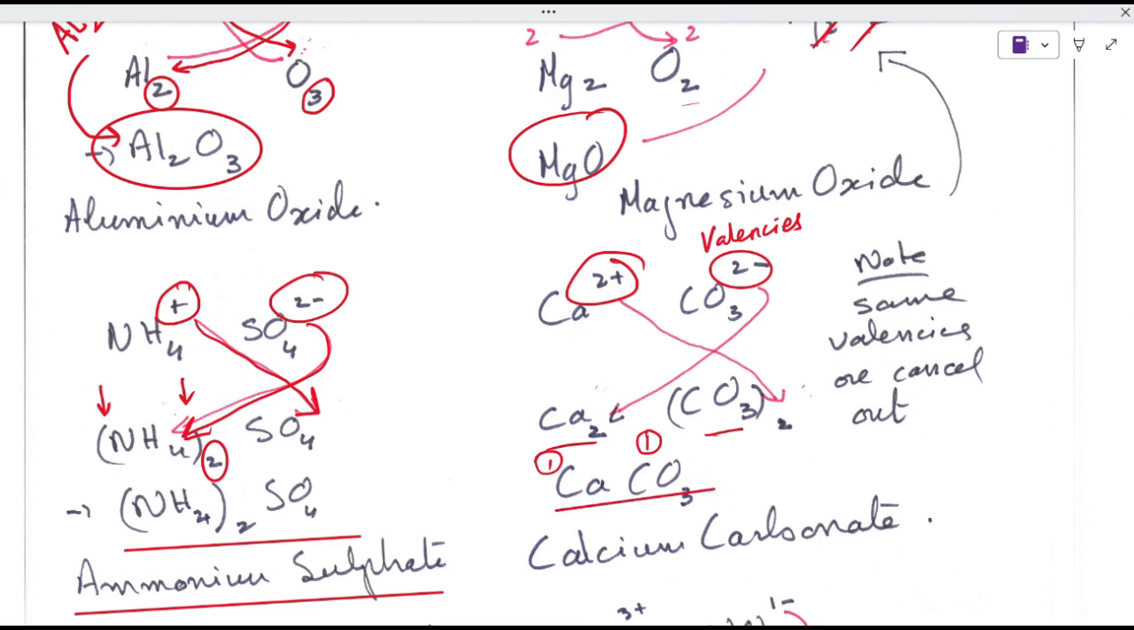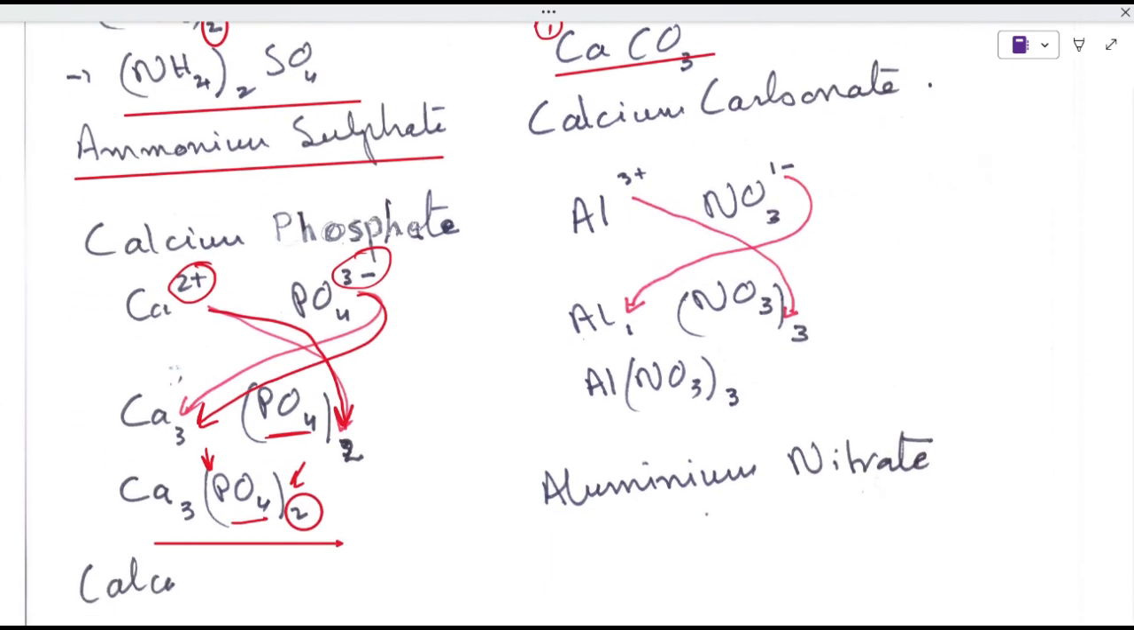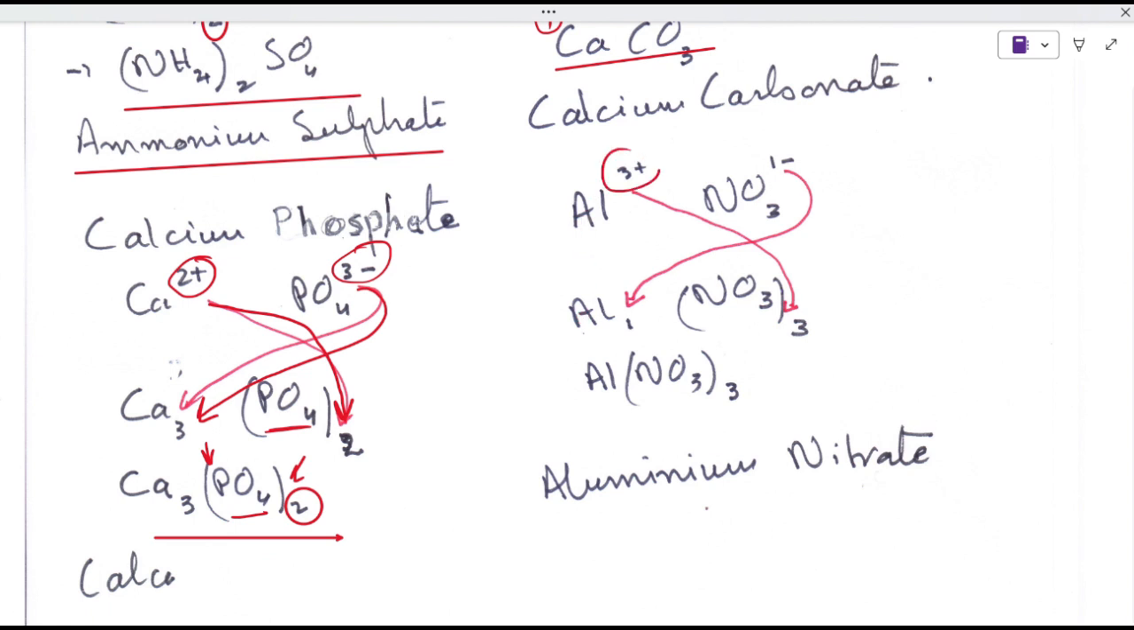Now we have aluminium nitrate. Aluminium has 3 positive, nitrate has 1 negative. So we'll bring the charges down, and we do not have to write 1 under aluminium or 3. We have to write nitrate again in a bracket and 3 as a subscript.